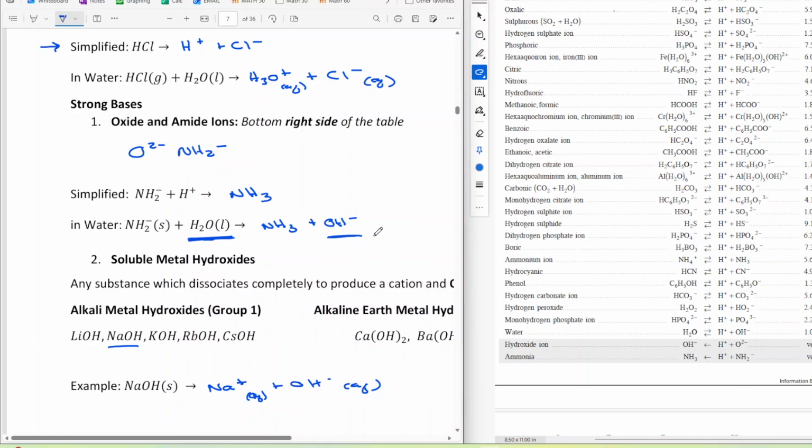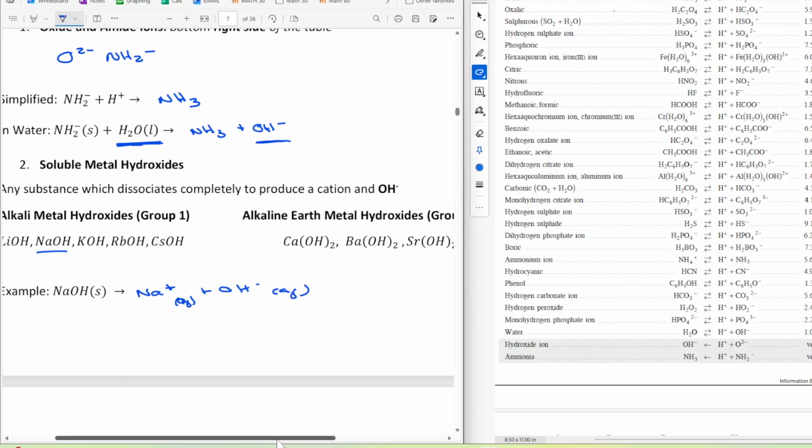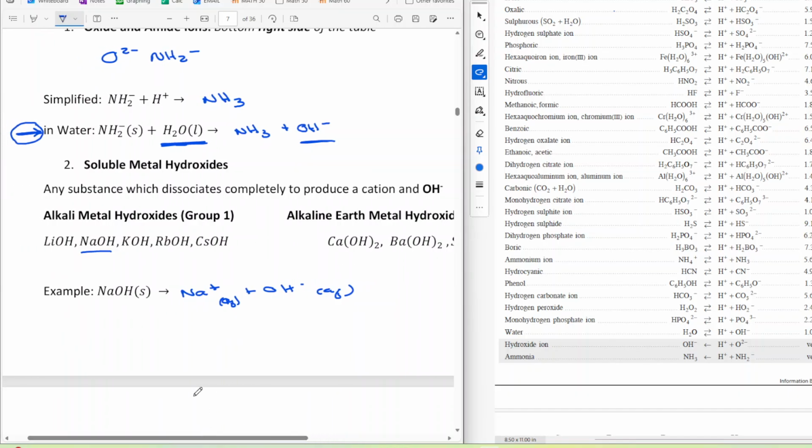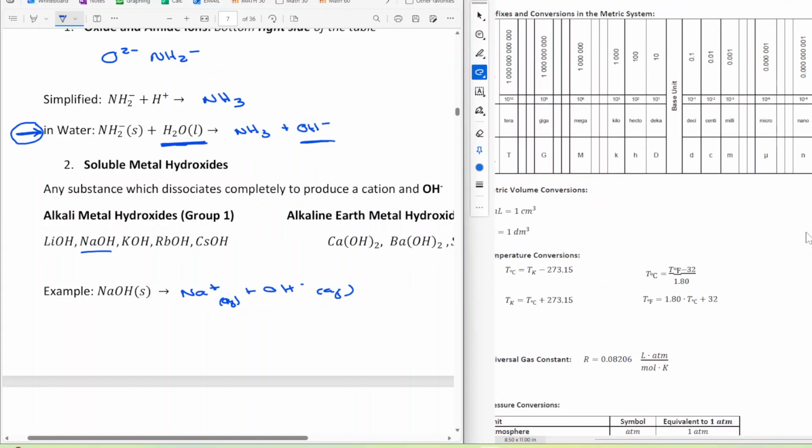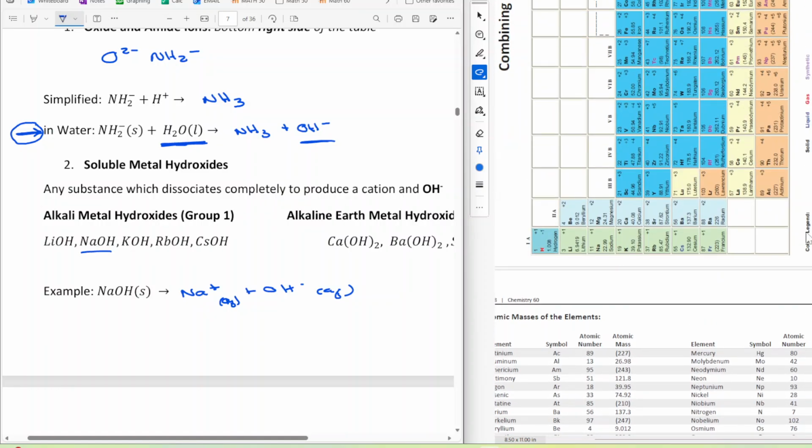Now, this is something that's going to be important when we get to those equilibrium equations. So the simplified version is totally fine for your acids, but it is really important to understand your reactions with water for your bases, unless you're talking about a soluble metal hydroxide. So just a little bit more about the soluble metal hydroxides. It's any substance which dissociates completely to produce a cation and hydroxide. This is going to include your alkali metal hydroxides and your alkaline earth metal hydroxides. So if you don't know what I'm talking about there, let me just rotate my chart.